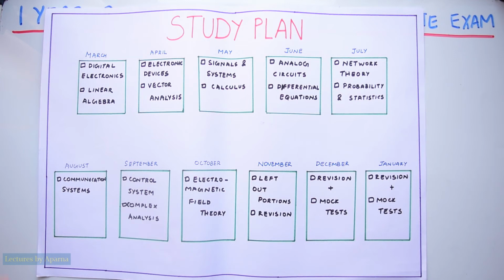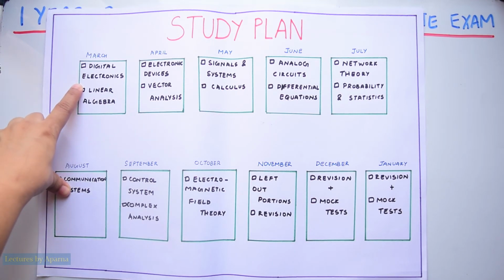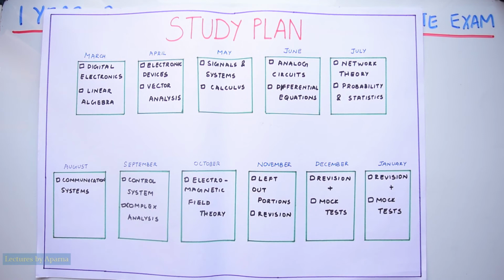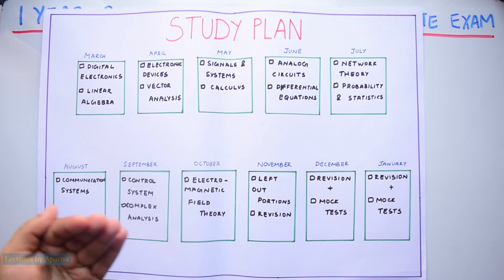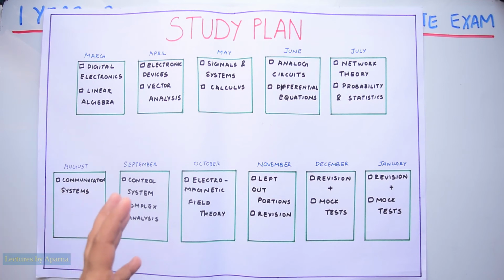So here I have allotted digital electronics and linear algebra from the maths portion to the month of March. I have chosen an easy subject to start the preparation because if you choose a tough subject, there is a chance that you may get demotivated in the beginning itself. So just start with a simple subject.